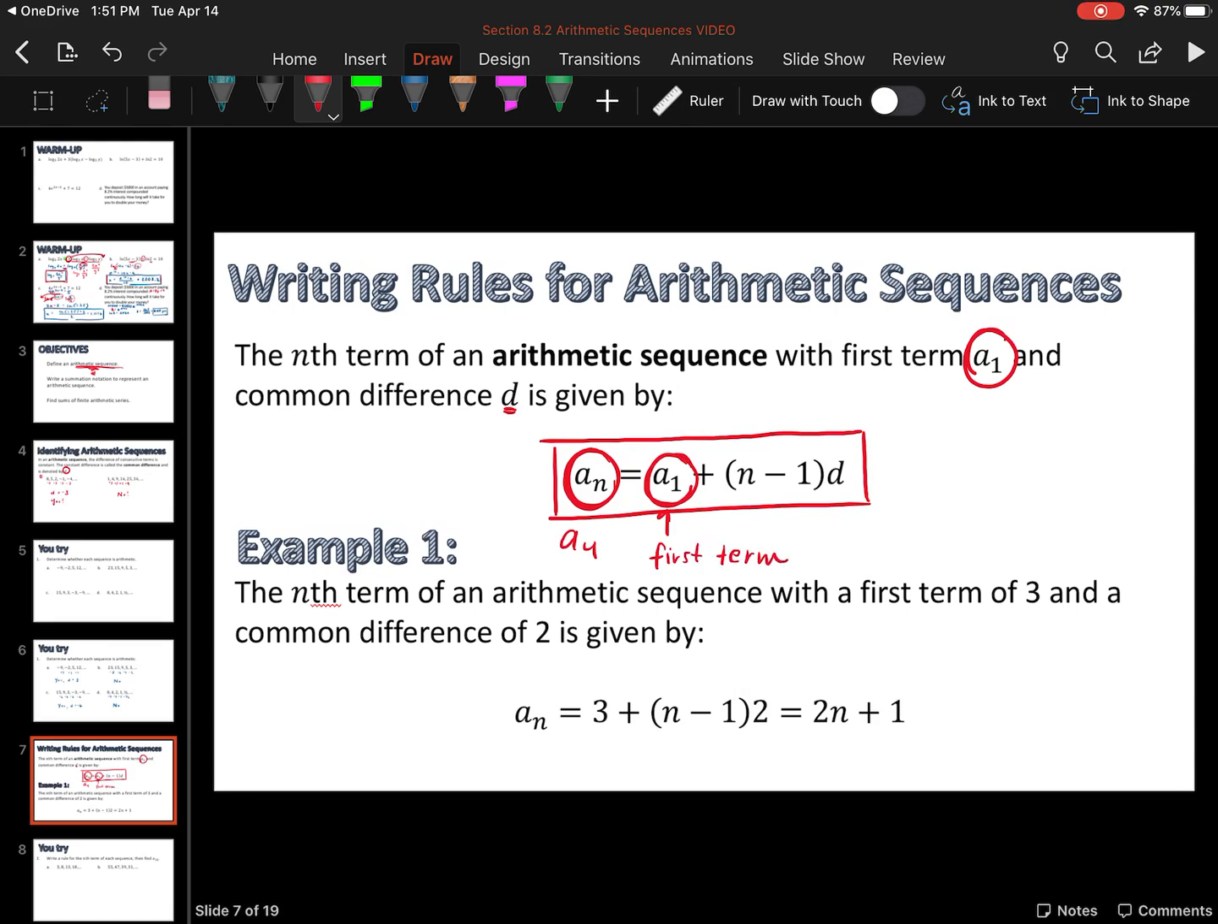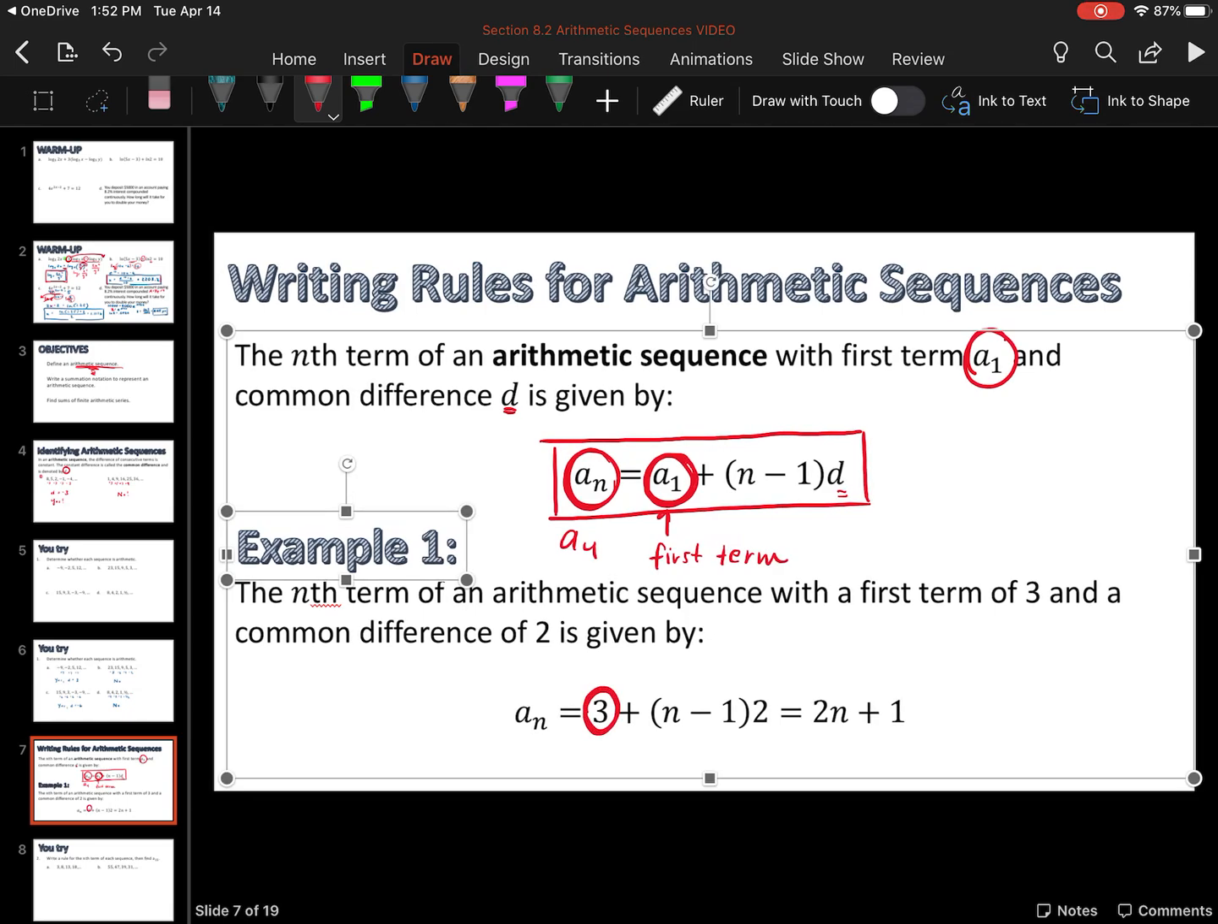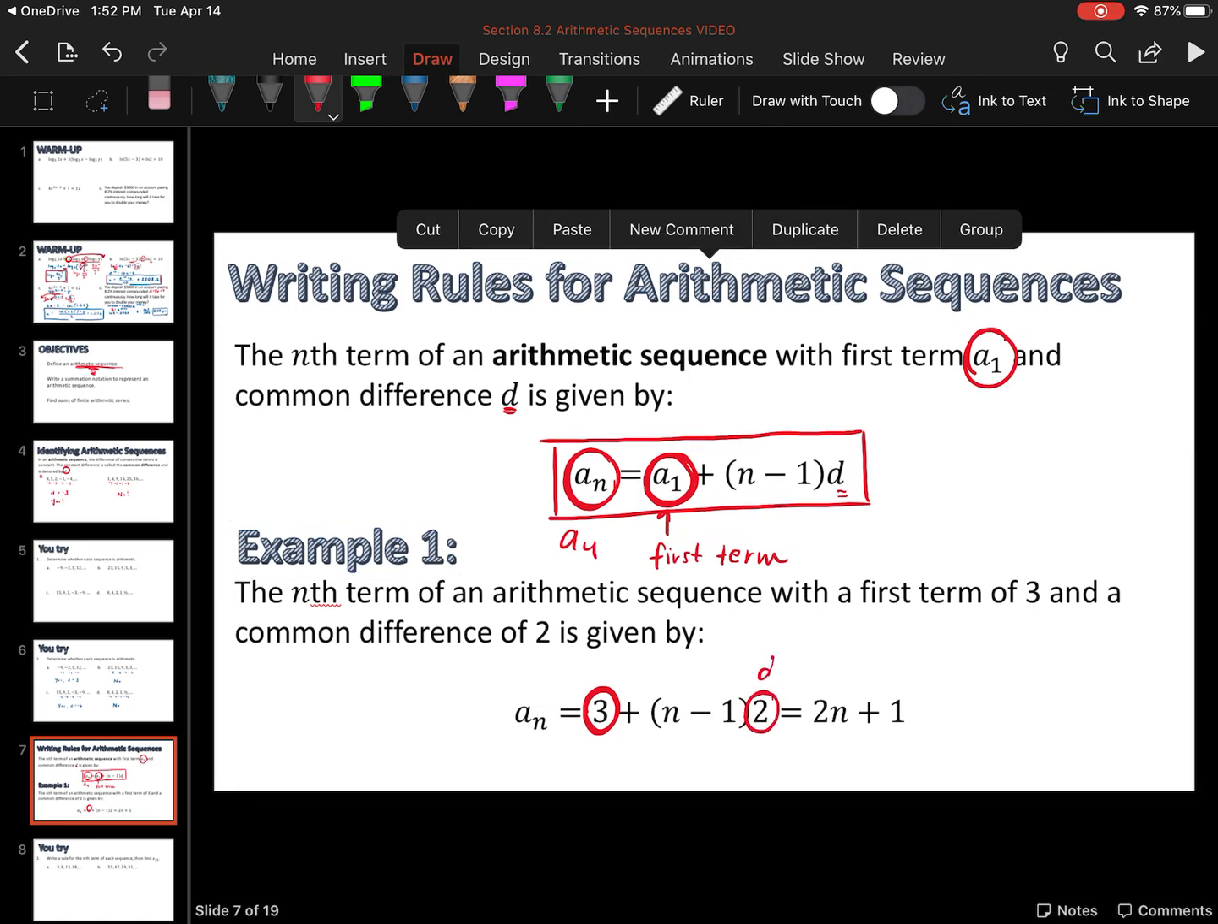Okay, so we're going to have a first term every time, and then we're going to have a common difference. When we look at an example of that, just so you have something to relate back to, it says example 1: the nth term of an arithmetic sequence with a first term of 3 and a common difference of 2, so that's my D, is given by, and we're going to write out the formula. The formula says a sub n equals a sub 1 plus n minus 1 D.